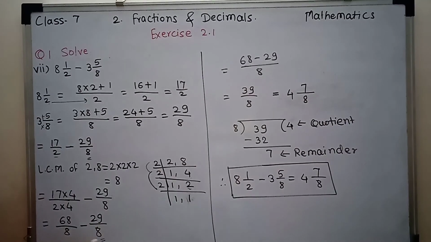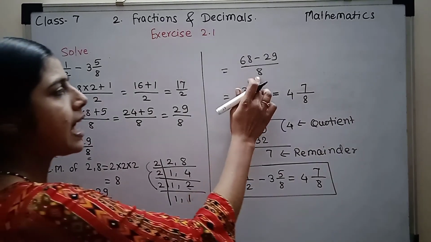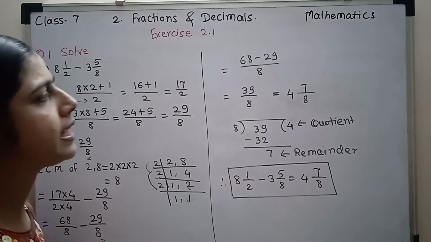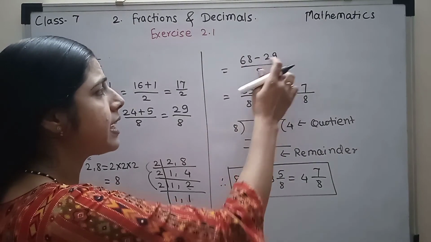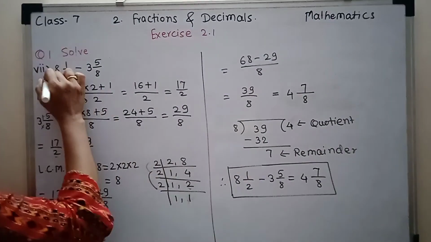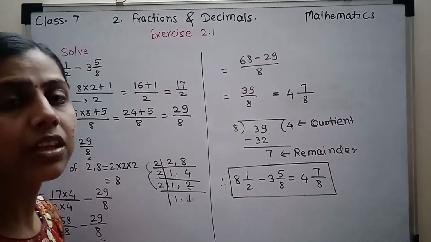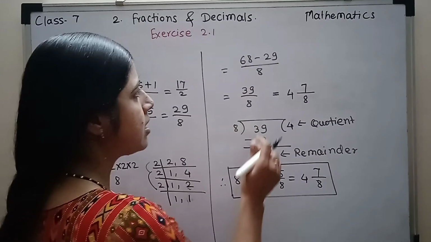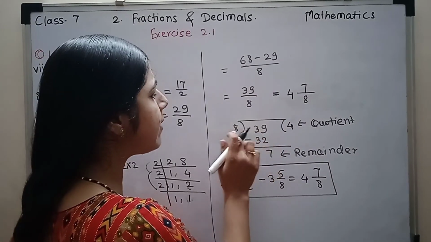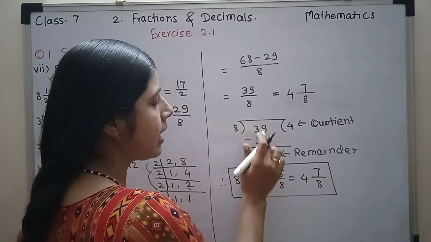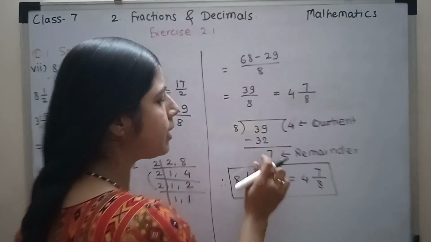Now both the fractions have the same denominator. So write it as it is and the numerator will be 68 minus 29. So 68 minus 29 is what? 39 divided by 8. As our sum is in the form of mixed fractions, we should write the final answer in the form of a mixed fraction. So 39 divided by 8. 8 4s are 32, and 39 minus 32 is 7.